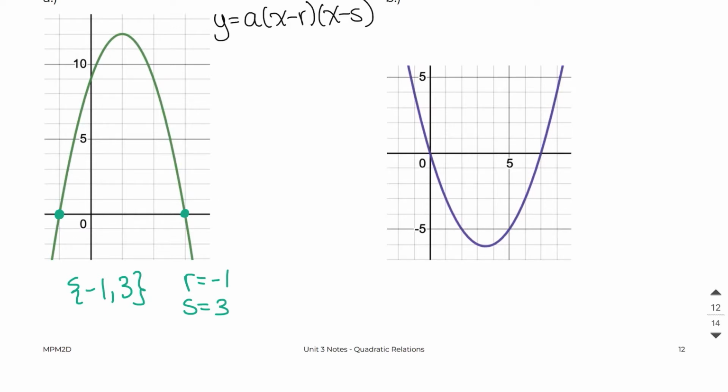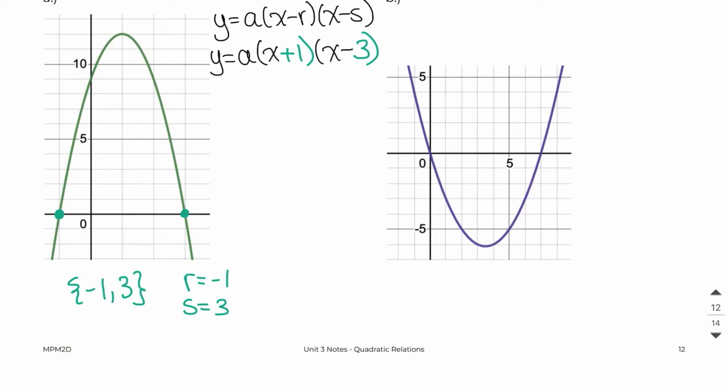So right here, I'm going to replace all of that information. Now be extra careful because when I replace the r with a -1, the minus and the negative become a positive. So this becomes x plus 1. And then here, this would become s, and then minus, and the 3 doesn't change the sign, so it stays as x minus 3.